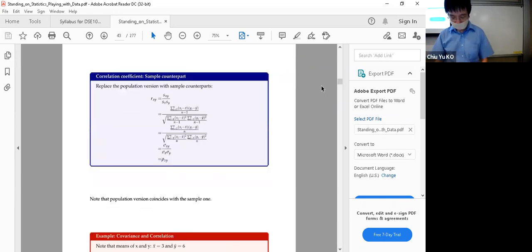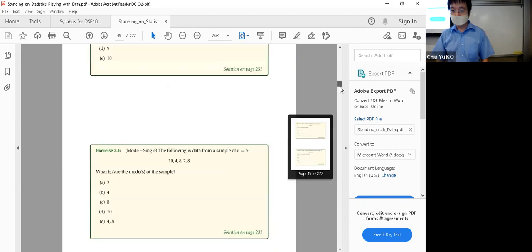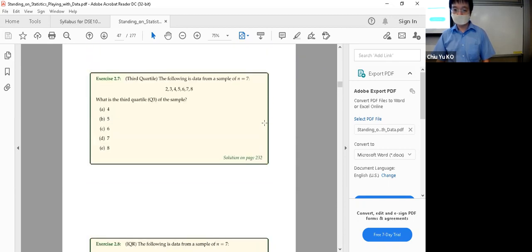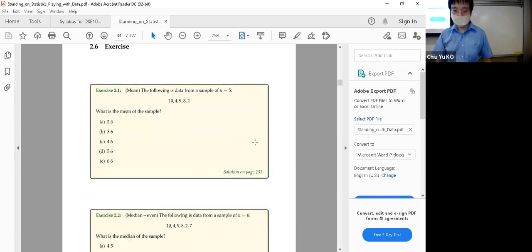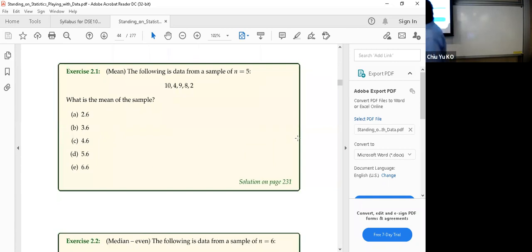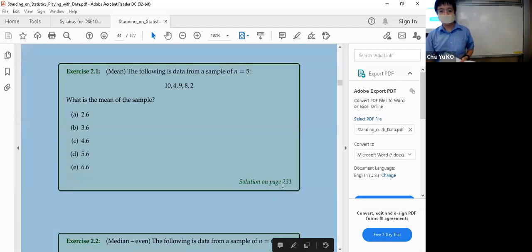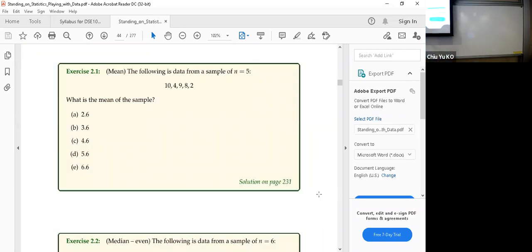One important thing in this book is that I have an exercise here. It includes last year's in-class quiz, and I put it there. I hope you have time to go home and try to work it out by yourself.